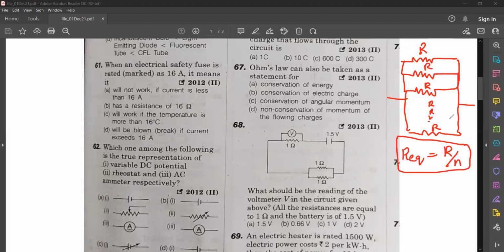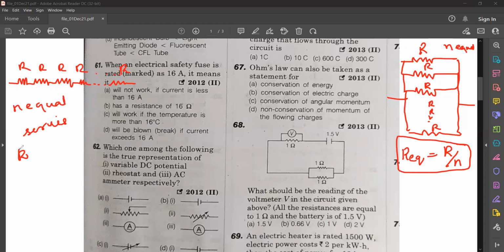Listen, if n equal resistors are connected in parallel, R equivalent is equal to R divided by N. If n equal resistors are connected in series like this, the equivalent resistance is equal to N into R. Okay, so just note this.